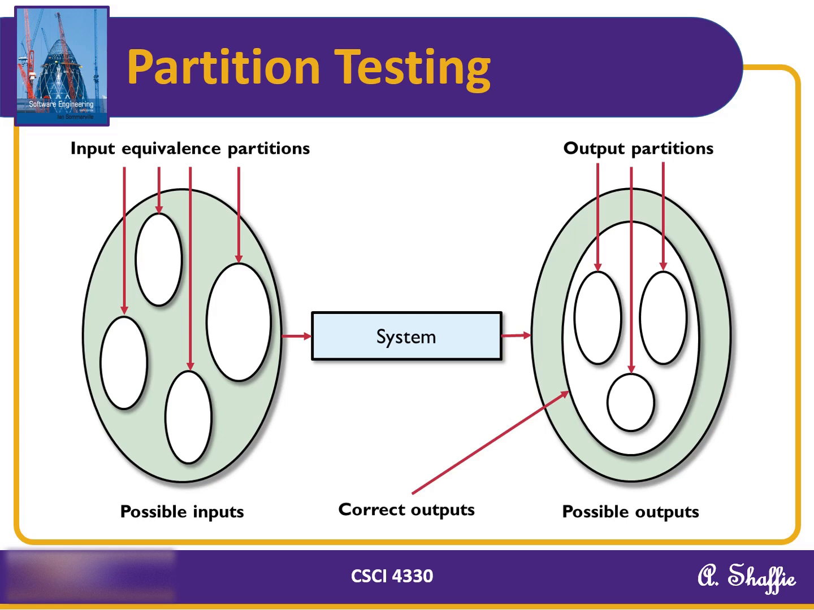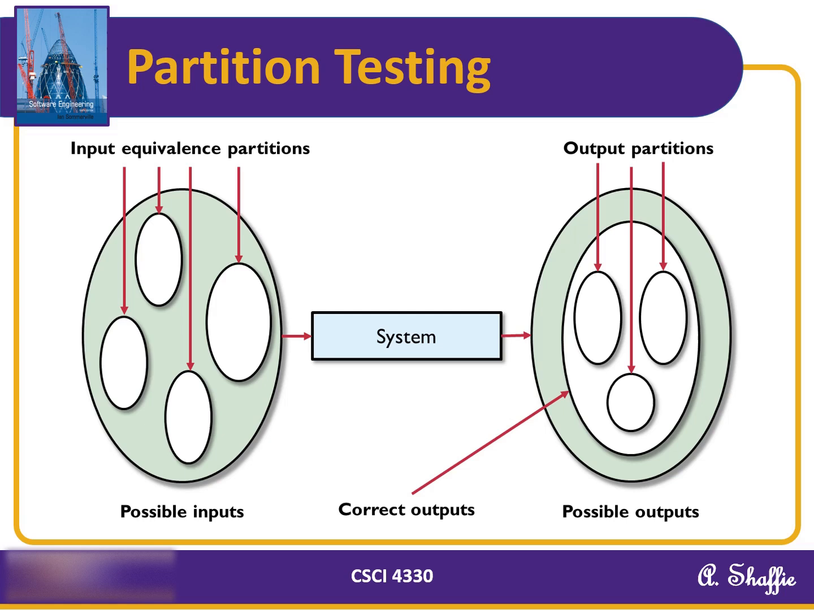This figure illustrates the partition testing strategy. On the left side, we have the input equivalent partitions. These represent groups of inputs that share similar characteristics and are expected to be processed in the same way by the system. For example, if you are testing a grading system, one partition could include all scores between 90 and 100, which corresponds to an A grade. And you will have different groups based on the different grades that we have in this grading system.